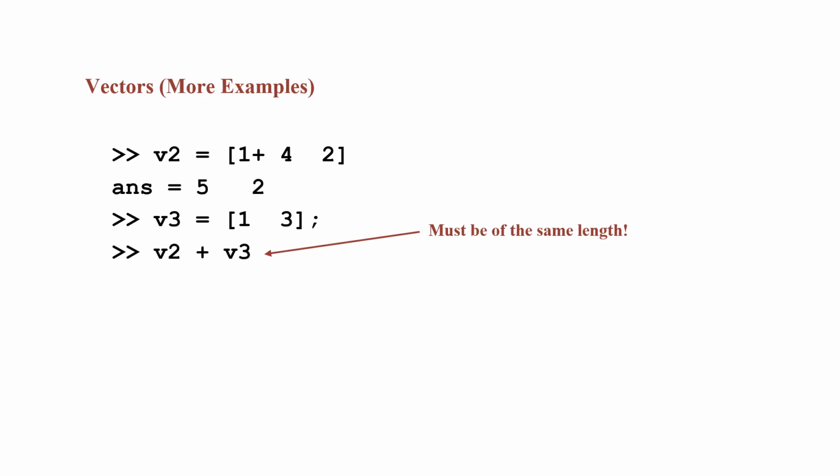We can perform operations on vectors, but depending on the operation, sometimes the vectors must have equal lengths. For example, here v2 has length of 2, it has 2 elements. v3 has also 2 elements. That means it is possible for me to add them together. What this will do is actually add the corresponding elements together. It will add 5 plus 1 and then 2 plus 3. So what I will get is a new array whose elements are 6 and 5.